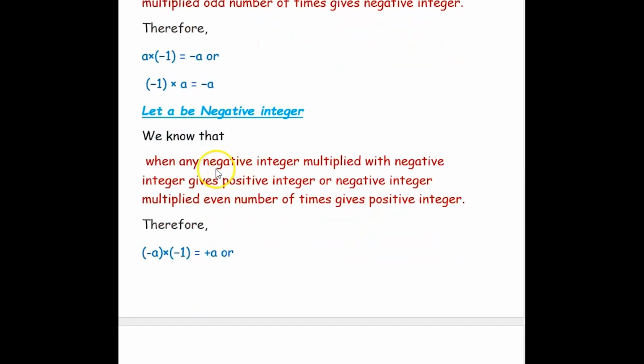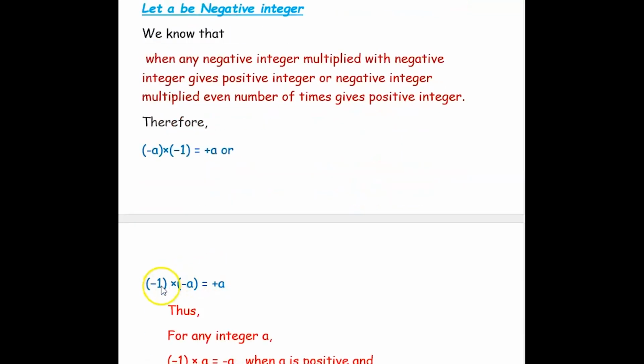Now let's consider a as a negative integer. When a negative integer is multiplied with another negative integer, it gives a positive integer, or a negative integer multiplied an even number of times gives a positive integer. Here we have negative a times -1, so there are two negative integers, an even number, and the result will be a positive integer. So -1 into negative a is positive a.